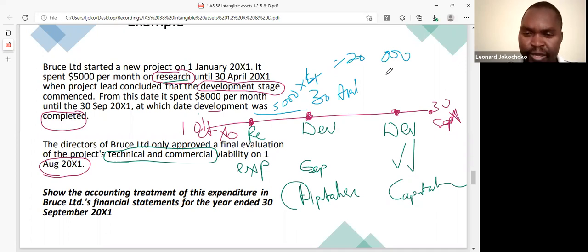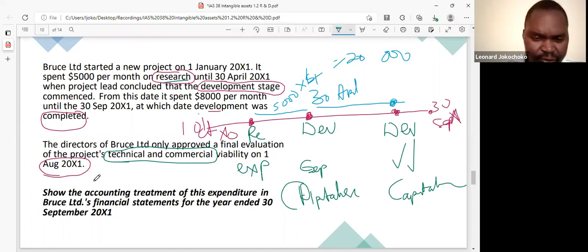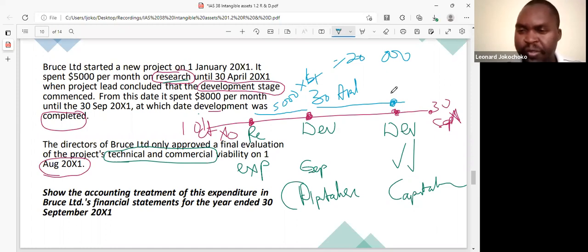The second thing is that on 3rd April we have development, but we have not met the criteria. So because we don't have the criteria on that date, any month spent until the criteria are met is also expensed. How many months is that? We've got May, June, July, and August. Please know that the given date is 1 August. We don't count August. We must end on July.